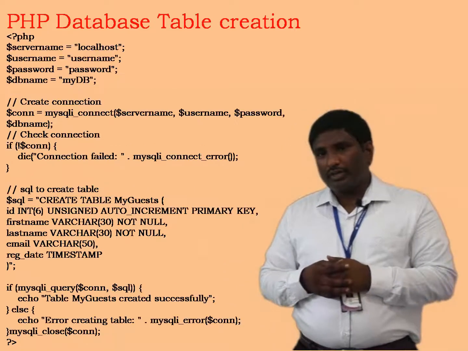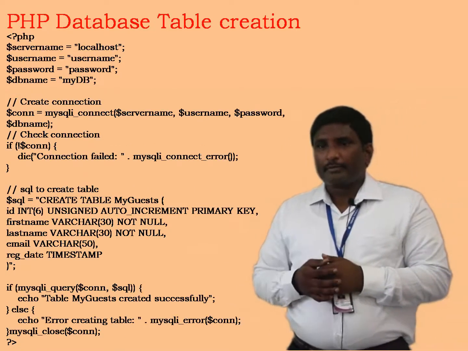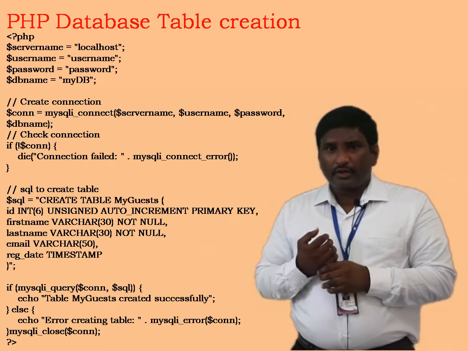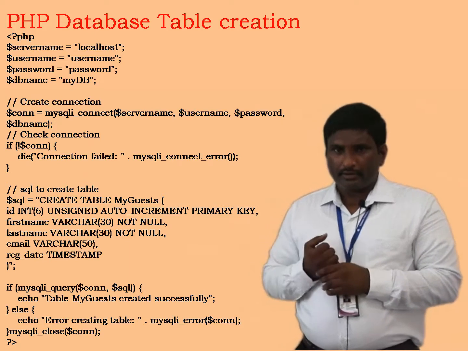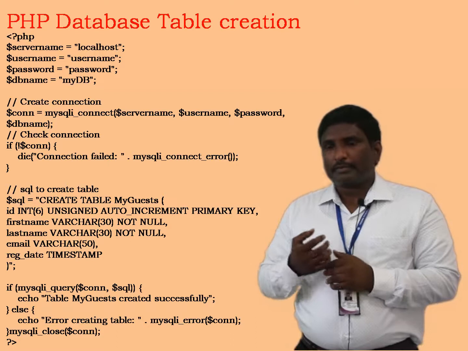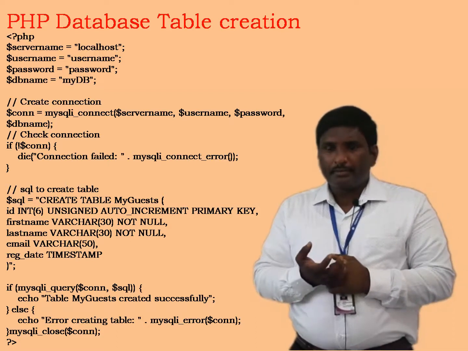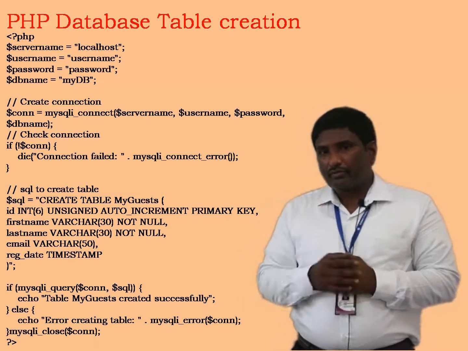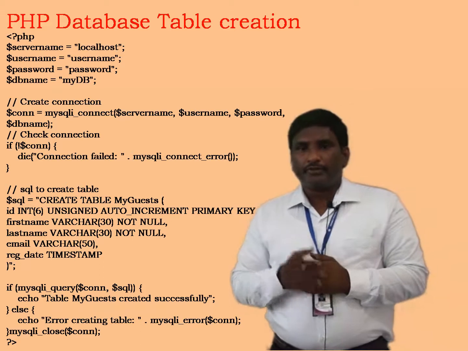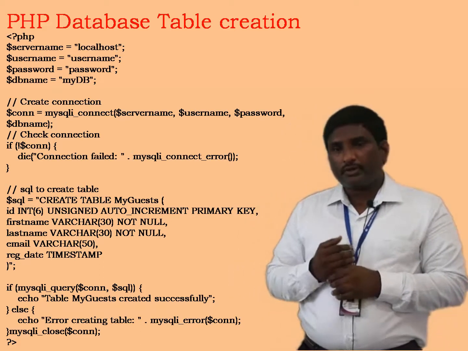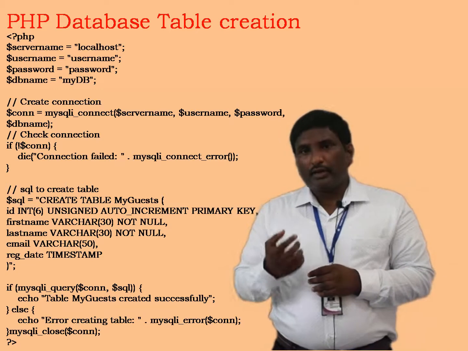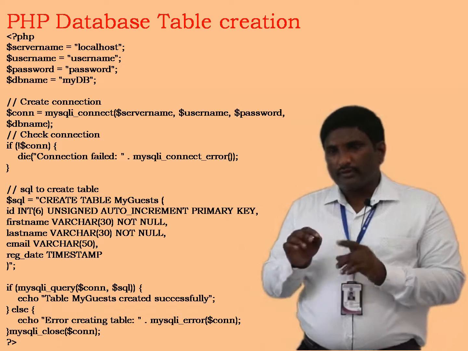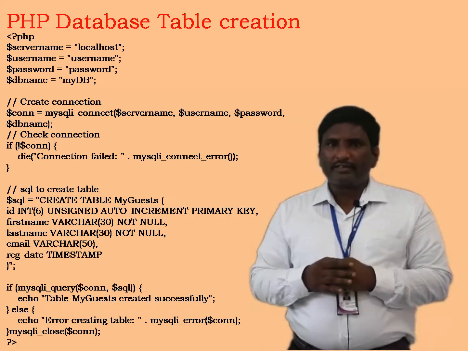Next program, how to create a database table. In this scenario, what is my database? MyDB. So my target database is MyDB, and I need to pass this as an argument to the connection. So I have created four variables: the first is server name, second is username, third is password, and fourth is DB name. Here server name is localhost, username is root, and password is an empty string. Just for understanding's sake, I have written it this way.